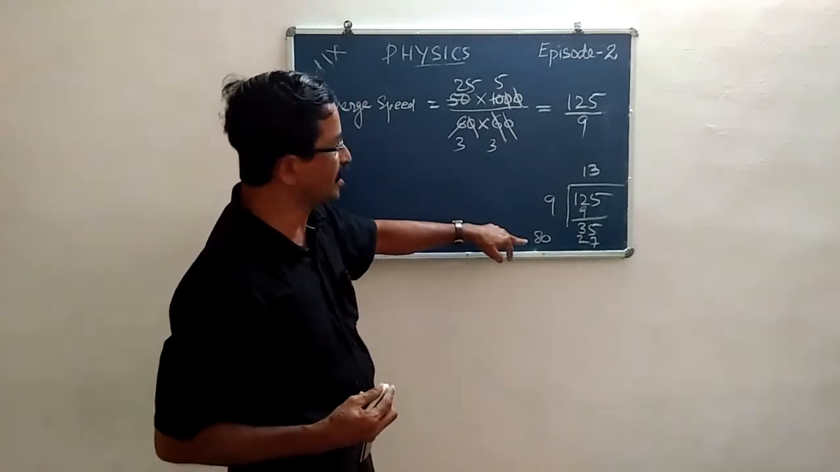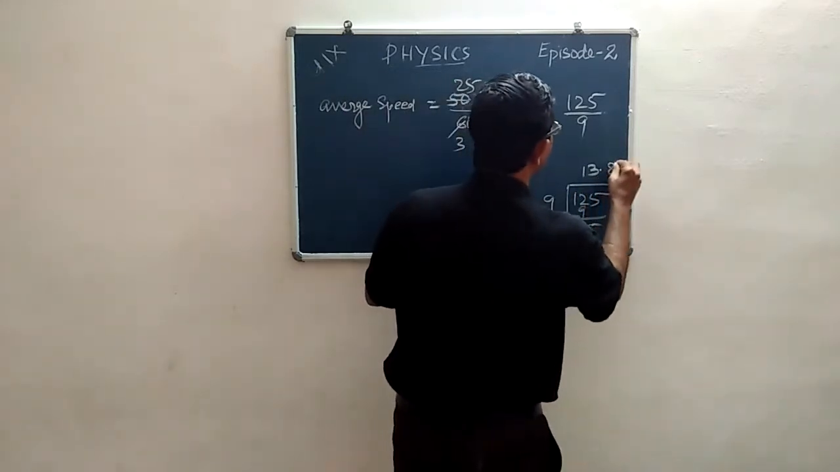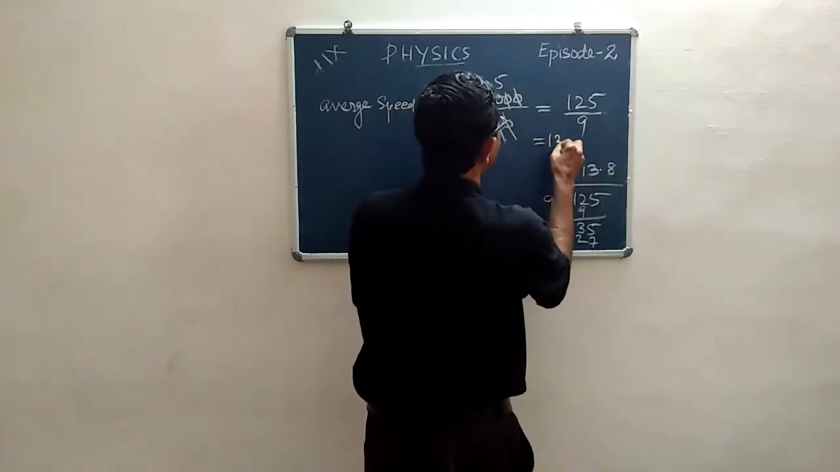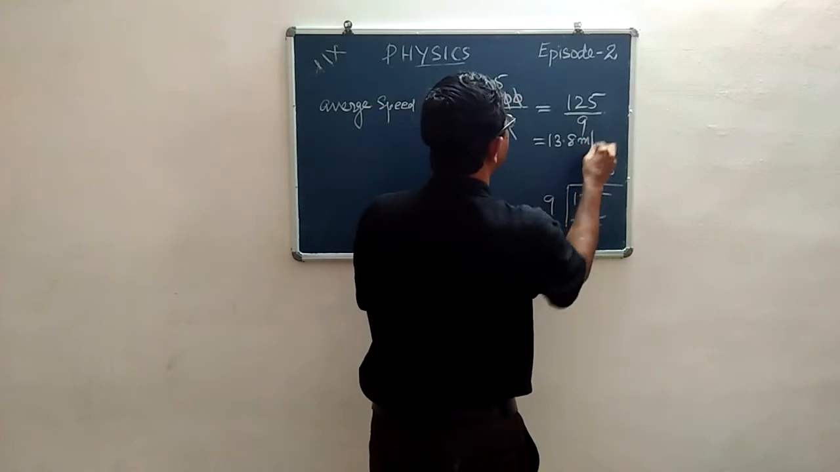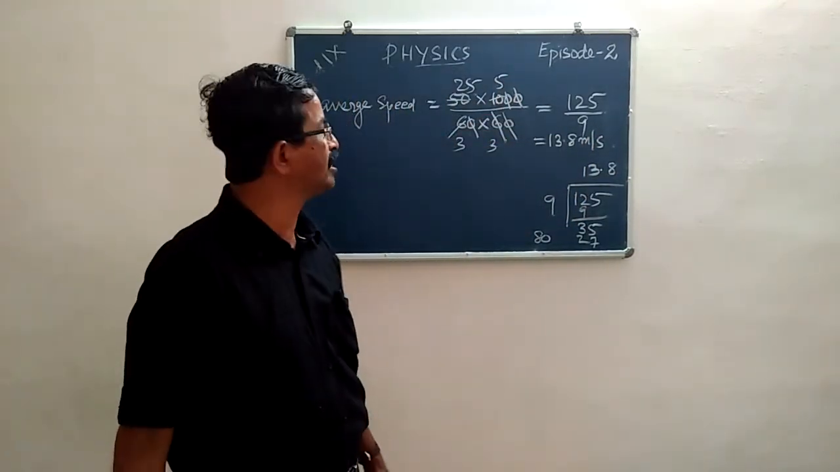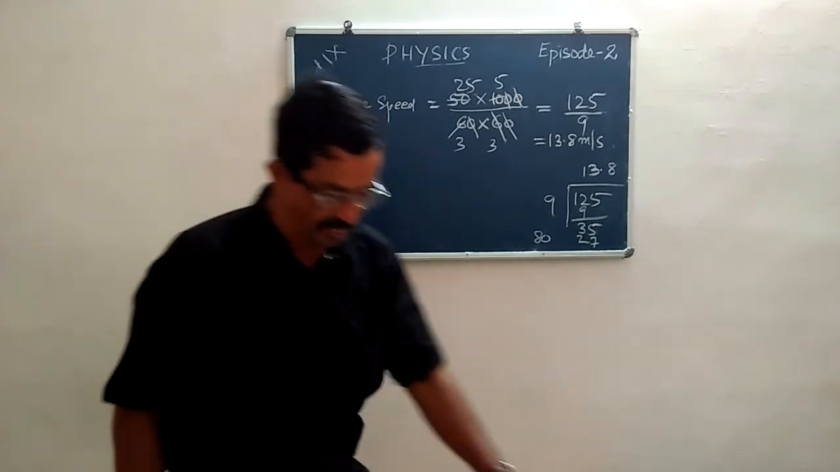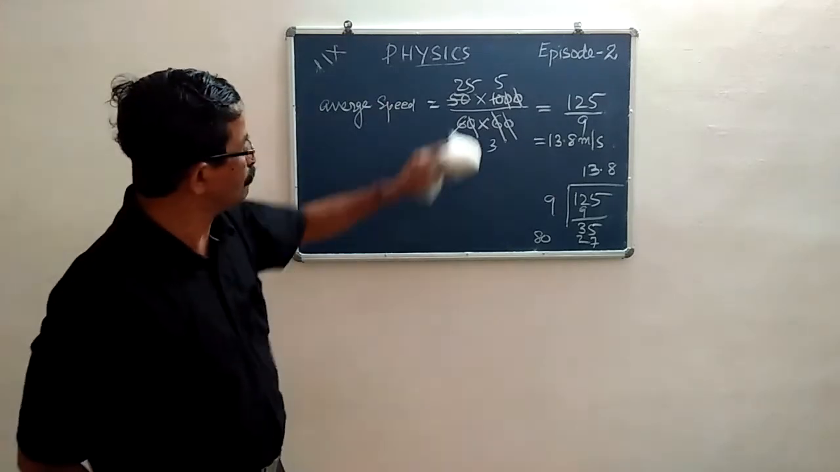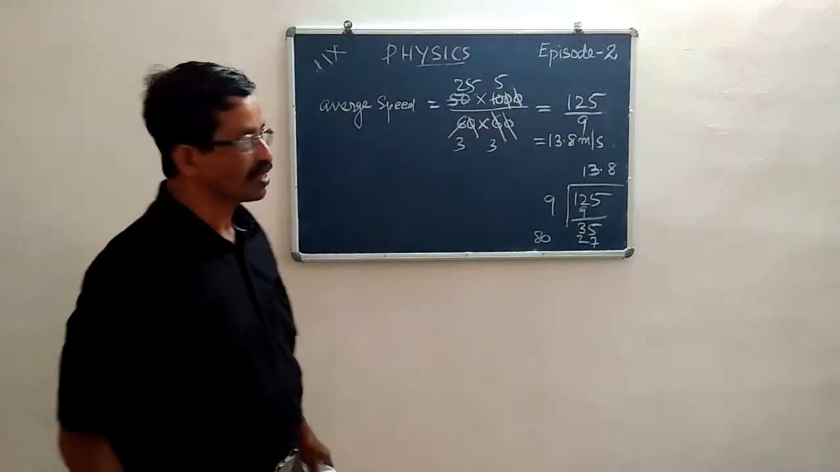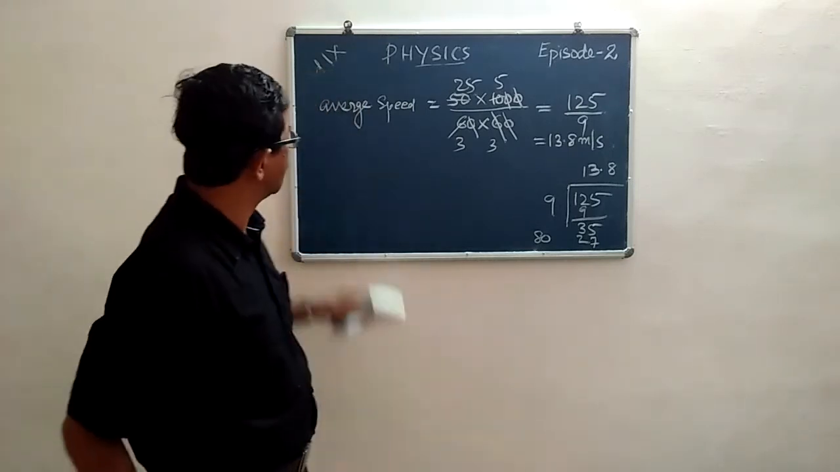9 times 9 is 81, so 8. This will get us 13.8 meter per second. Now we got average speed in kilometer per hour and meter per second. This is the average speed of the car in kilometer per hour and also in meter per second.